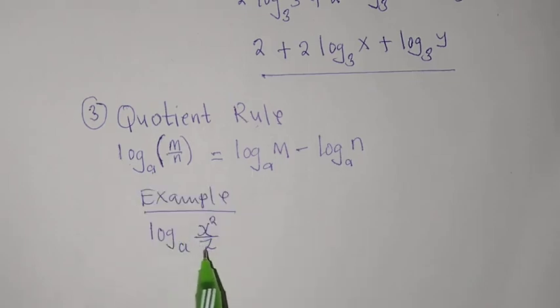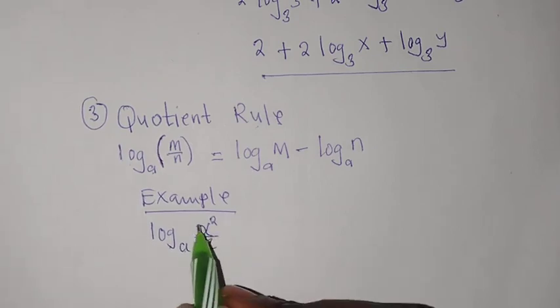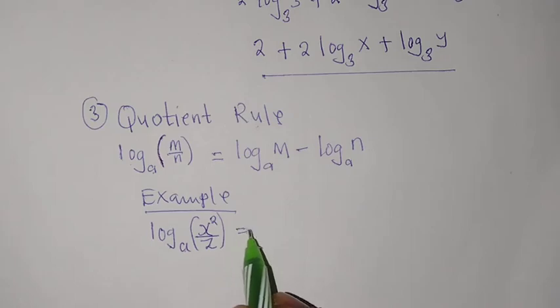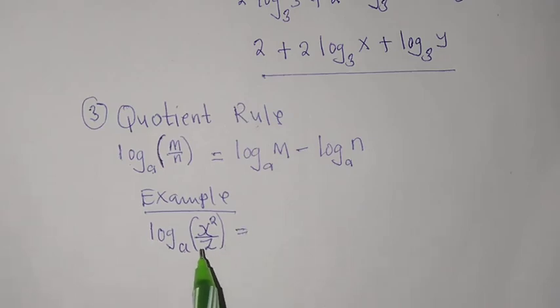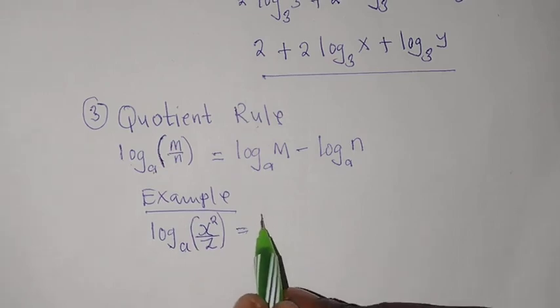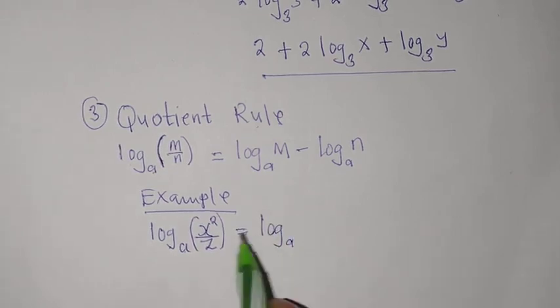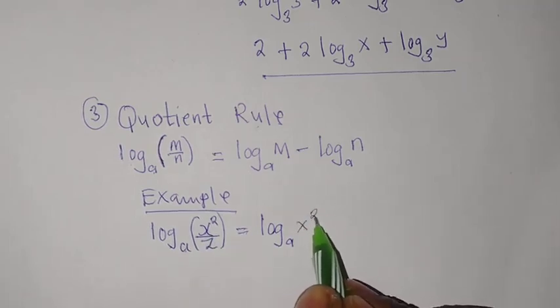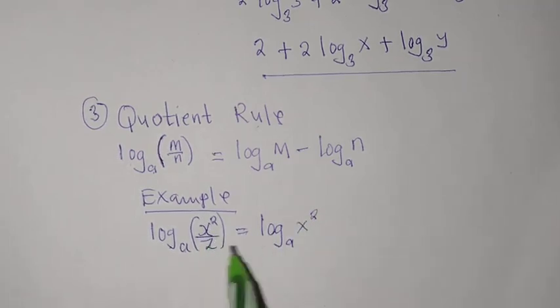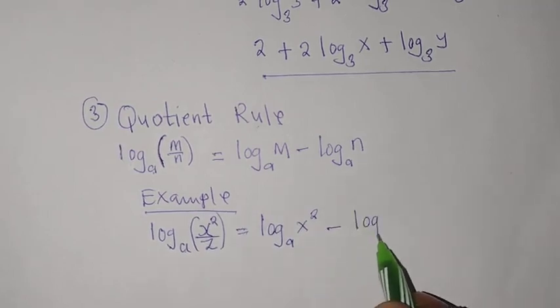All right, so this is our example that we have. We need to expand this one. We have log with a base of a, then x squared over z. So when you are looking at the quotient of the log, we find the difference between the dividend and the divisor. So this one will say log with a base of a, so we get this x squared, minus, we get the same one, log with a base of a z.